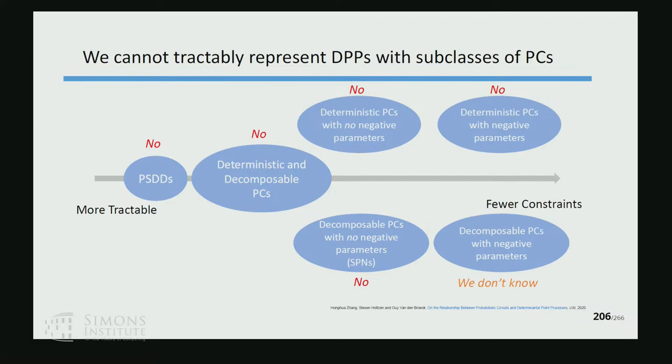I want to mention an open problem, which you might want to think about, but it's probably too difficult. If you allow negative mixtures, where you create a mixture model with some probability of 5 and another of -4, if you allow for negative probabilities on the edges of your probabilistic circuit, then we don't actually know if it can represent DPPs. And so this is something you might think about.